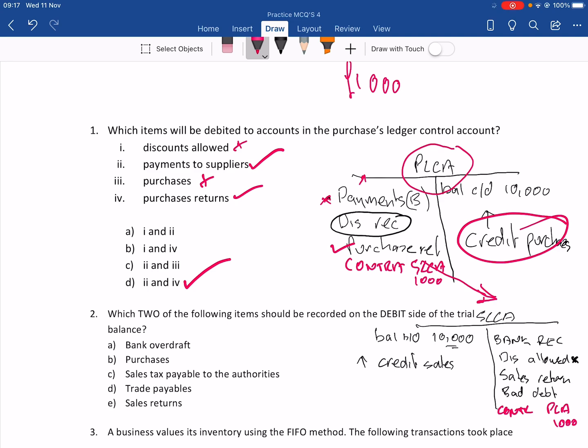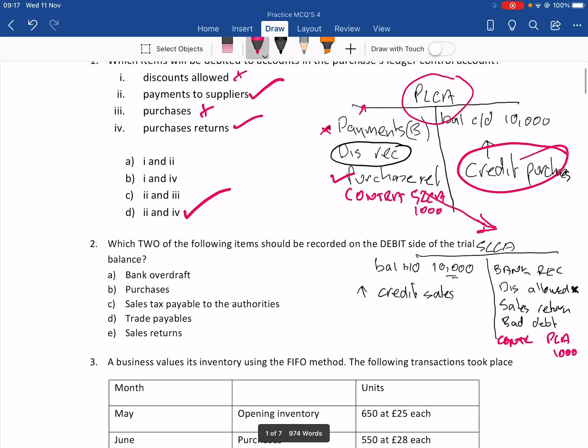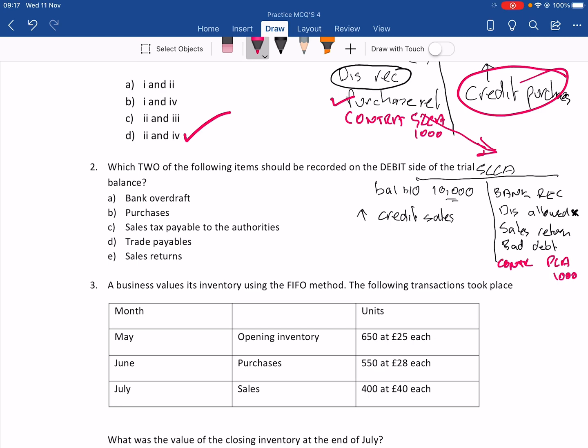Okay? We've done this one to death, but I'll go through it again anyway. So this one says, which of the following items should be recorded on the debit side of the trial balance? So again, going through what we did last time, if you use P, so purchases, expenses and assets, and then we've got PEARL, which is revenue or income, liabilities, and S, which is shareholders' capital. So these are the debits and these are the credits, okay?